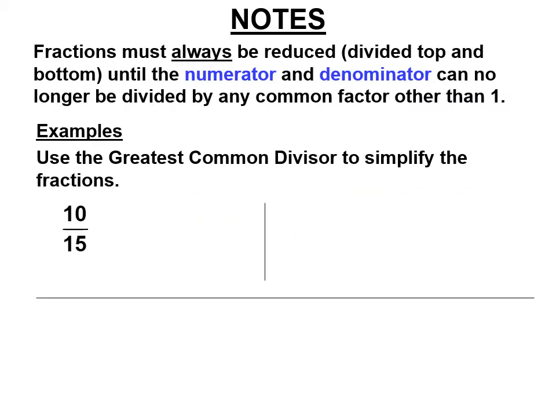All right, so we're going to simplify 10/15ths. What's the largest number that divides into both? 5. They end in a 0 and a 5. And so this will simplify to 2/3. Now notice how I wrote that.